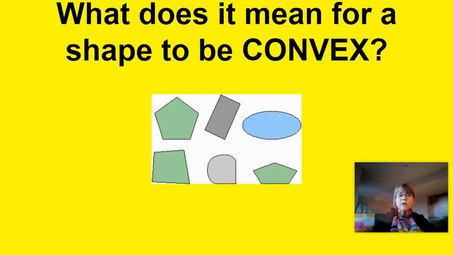These ones all go outside of themselves. So they do not have an opening for you to go into, the mouth of it. So these are convex shapes. Whether they are polygons or not, they are shapes and they are convex.